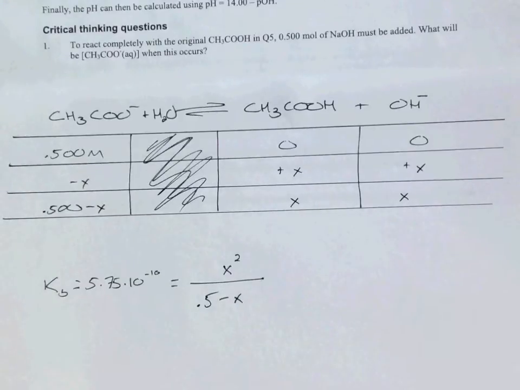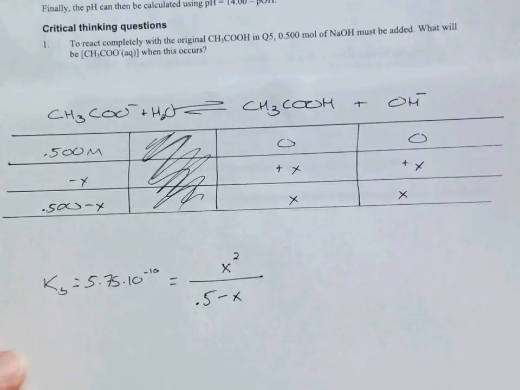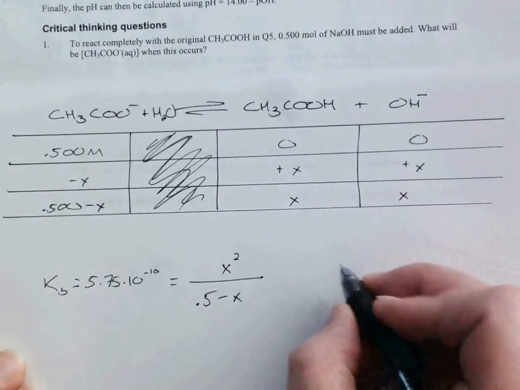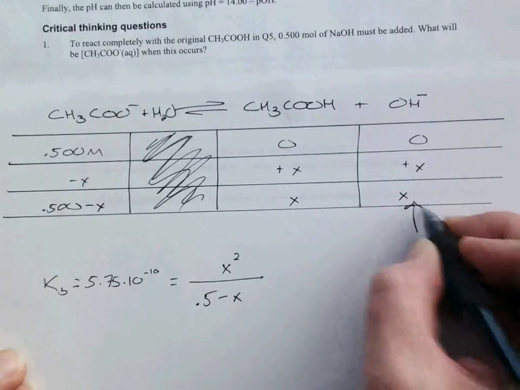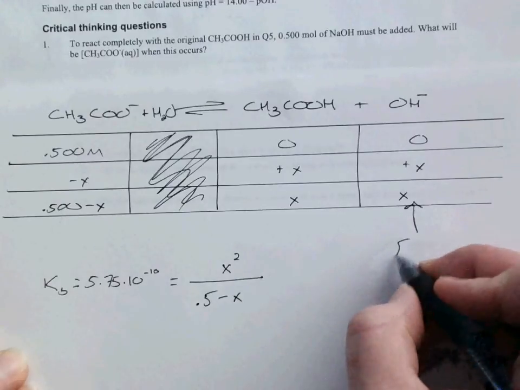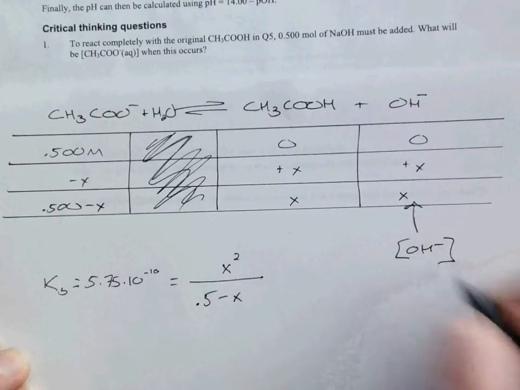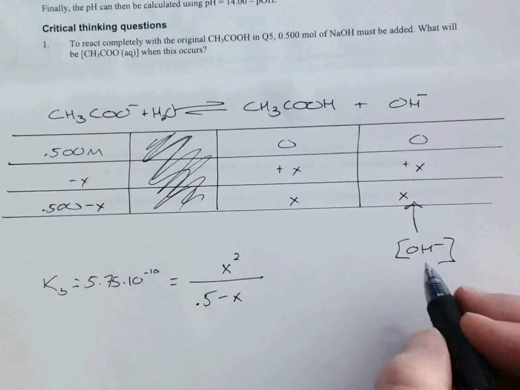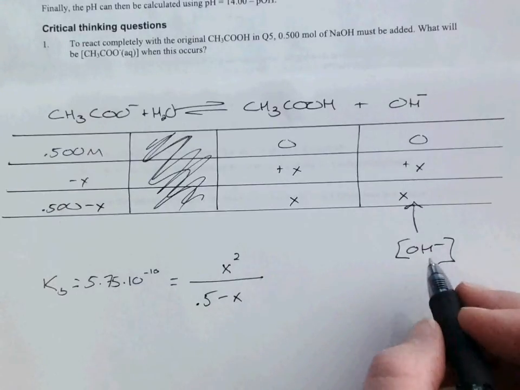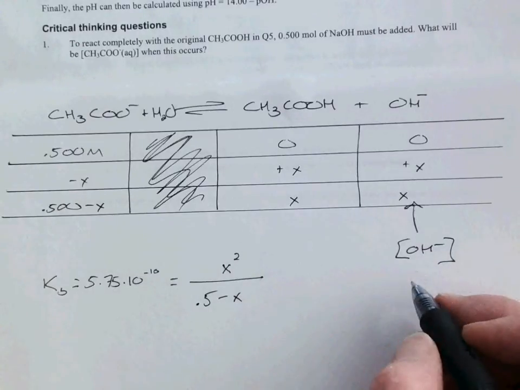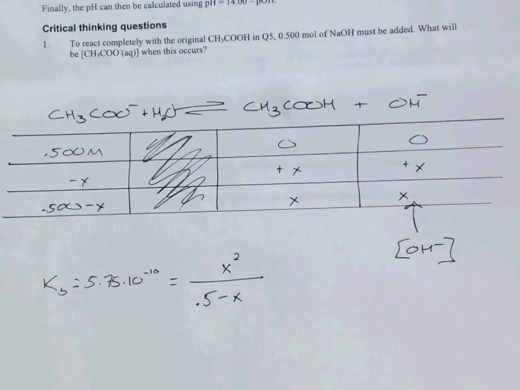Well, ultimately, I want the pH. If I find x, notice what x is. x is the molarity of the hydroxide ion. If I know that, I can take the negative log of it. I can find the pOH. If I know the pOH, I can find the pH because they should add up to 14.